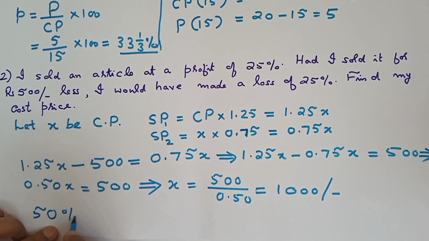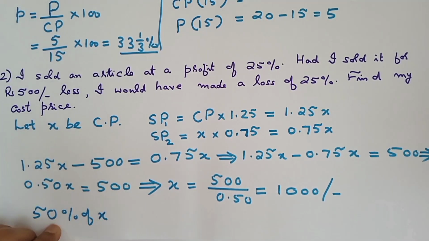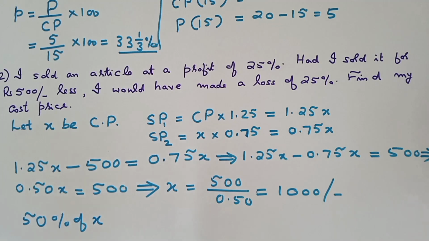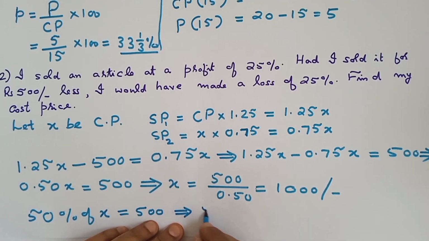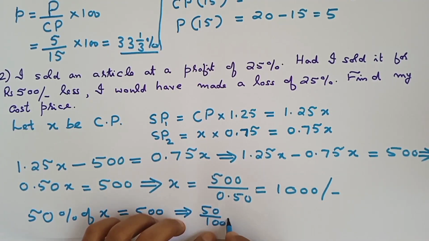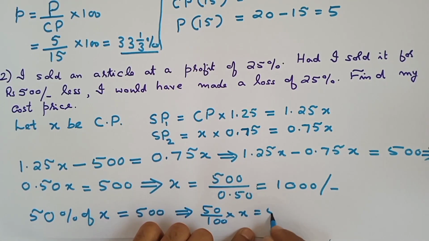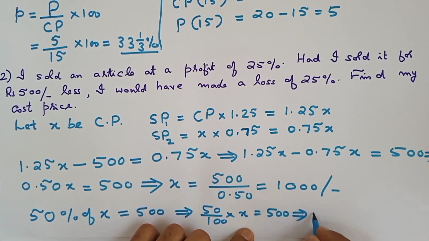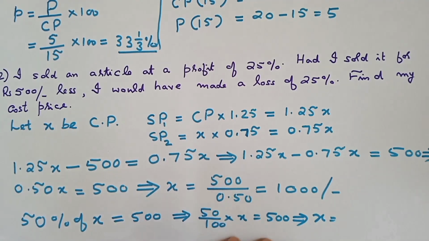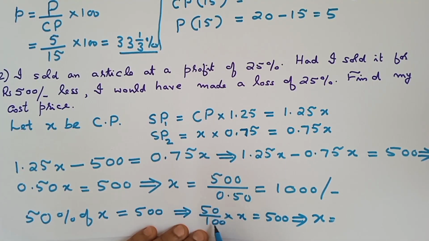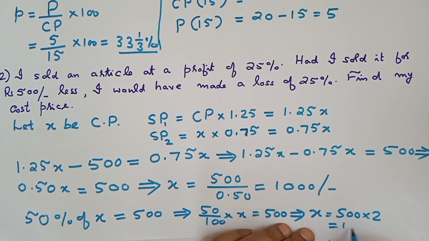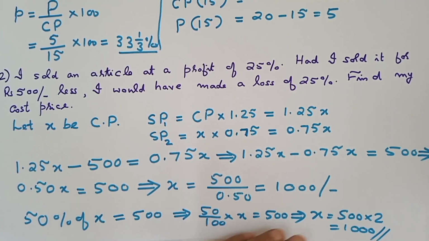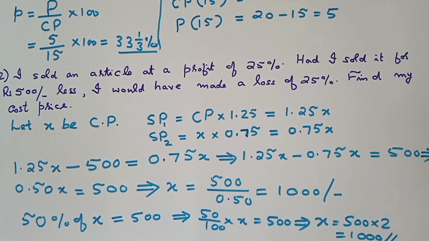50% of X is the reduction in the selling price. And the reduction is given to be 500. So you can solve for X again. This is 50 by 100 into X equal to 500. So X is equal to, this is just 1 by 2. It will go up. So you get 500 into 2 equal to 1000. This way also, in one line, you can finish it off.